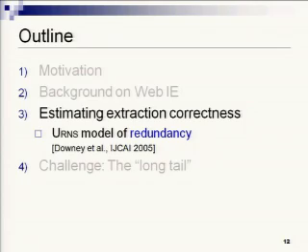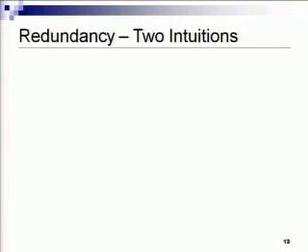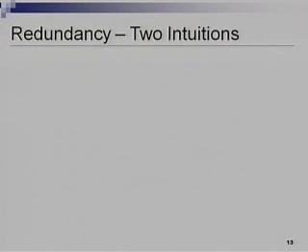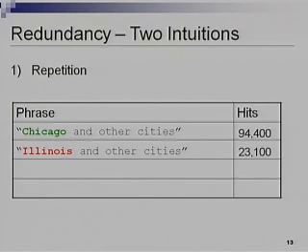Okay, so now I'll get into this more technical topic, estimating the probability that an extraction is correct, and solve this problem using what I call the URNS model of redundancy. So when we're talking about using redundancy to determine whether or not an extraction is correct, there are two intuitions we can draw on. One of these is repetition. So notice this phrase, "Chicago and other cities," occurs more frequently than the phrase "Illinois and other cities." And so here we can just use the simple intuition that facts which are repeated more frequently are more likely to be correct.